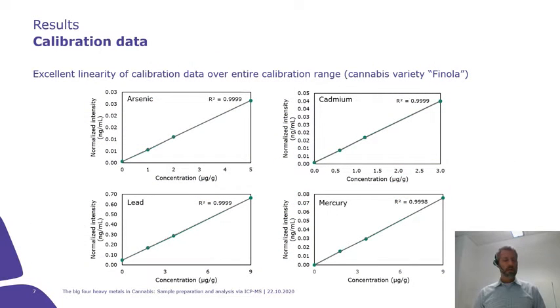What you can see here are the results for different metals. In that case, all the 4 metals are listed. Calibration data is quite nice, very linear. Regression coefficient is close to 1. In that case, this is the data for the cannabis variety Vinola. It looks identical for the other varieties, so it's not displayed here.